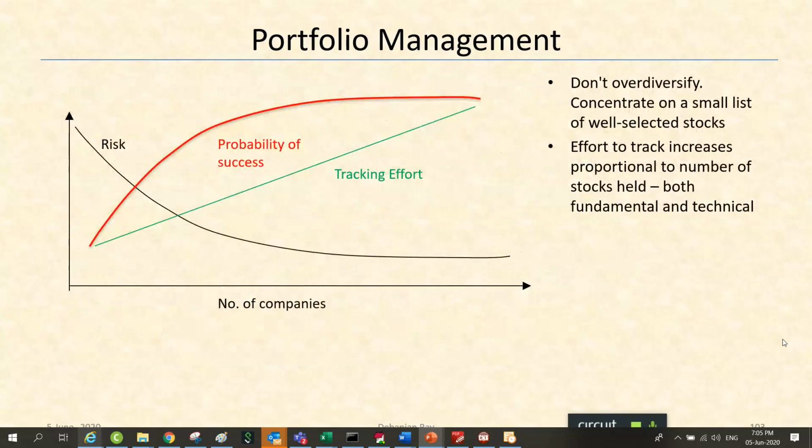So we can see in the picture later on that if you increase the number of companies, your risk falls down. And the probability of success also goes up, but after a certain point it typically gets saturated. So if you invest in more and more companies, it is not necessarily the case that your probability of success will go up. But there is a negative part, that means your tracking effort will go up.